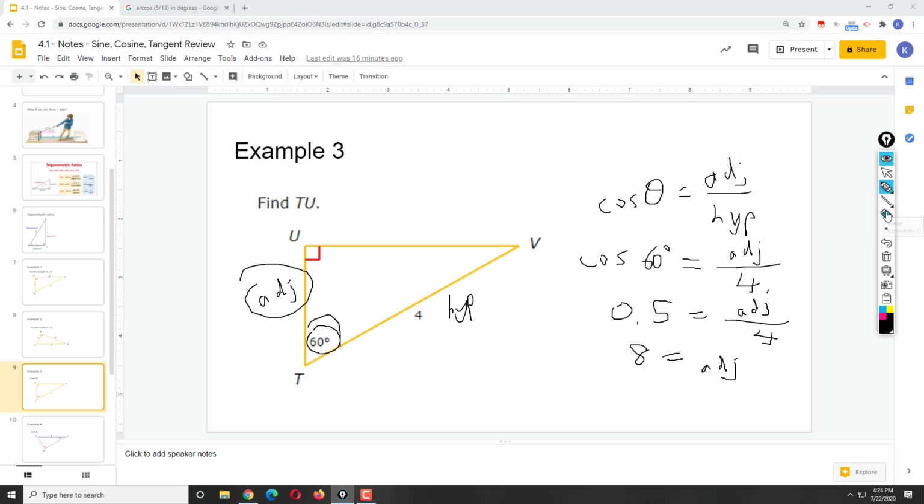I'm sorry, I made a mistake here. The adjacent has to be 2. Because we multiply both sides by 4. 2. And that makes sense. This side is shorter than the hypotenuse.